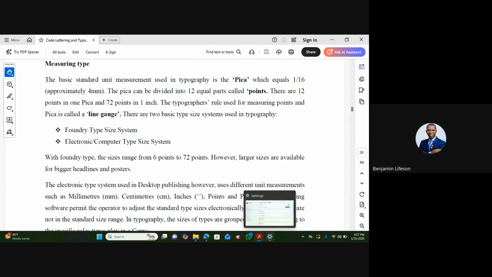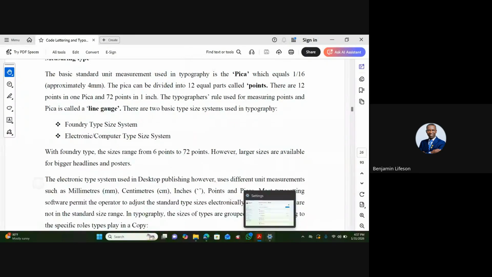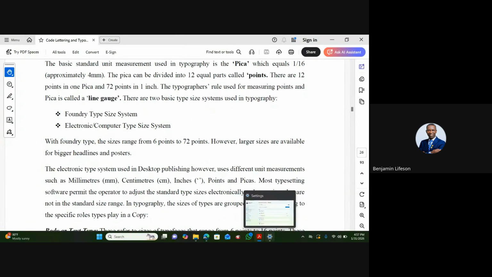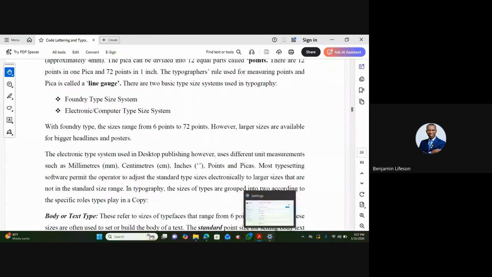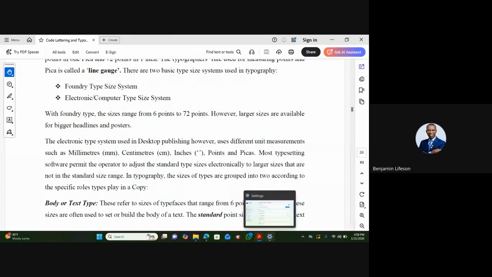There are two basic type size systems used in typography: the foundry size system and the electronic type size system. The foundry type ranges from 6 point to 72 point. However, larger sizes are available for bigger headlines and posters. Then the electronic one is what you normally see whenever you open your laptop or computer and you're using Word. That one is used in desktop publishing, however, and uses different unit measurements.